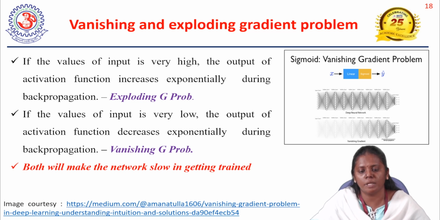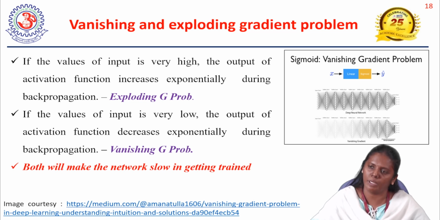So both will make the network slow in getting trained. When the information is not properly transmitted, then the model will not get trained. Similarly, if the information transmitted is too much for the model to learn, then also the model will not be able to get trained effectively. So both are actually problems or issues that may arise and that need to be handled when we go for training our deep learning models.